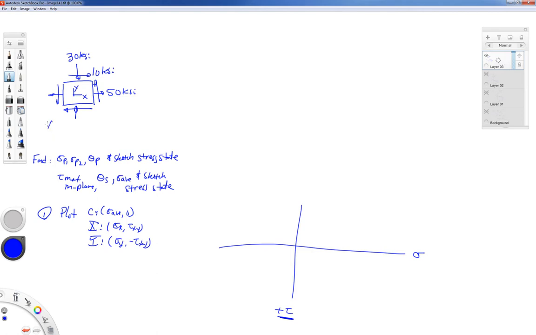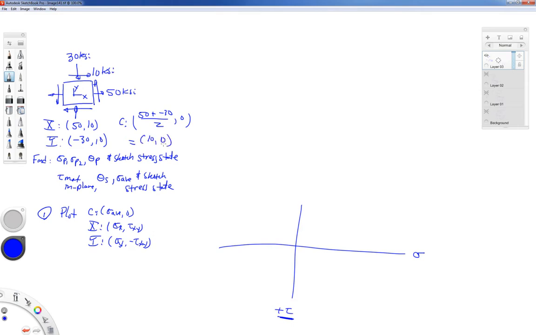So in this picture, my x point will be 50, comma 10. My y point is going to be minus 30, comma 10. And the center of my circle will be 50 plus negative 30 over 2, comma 0. That is going to be 10, comma 0.